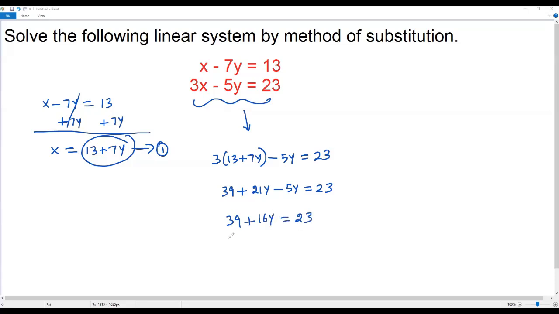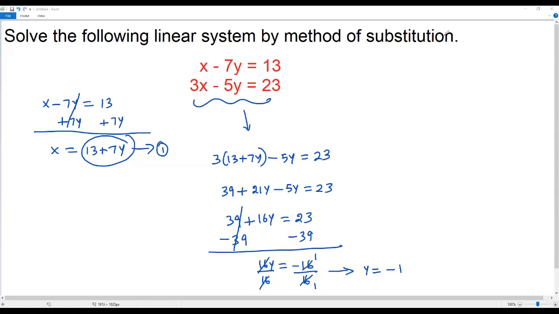So to solve for y, I have to get rid of all the values around the variable y. First, let me subtract 39 from both sides. When I subtract 39 from both sides, positive 39 and negative 39 will cancel out. I get 16y equals negative 16 on the right side, because when I combine positive 23 and negative 39, I get negative 16. So to solve for y, I divide both sides by 16. 16 goes into 16 one time, and I get y equals negative 1 because the negative sign is there.